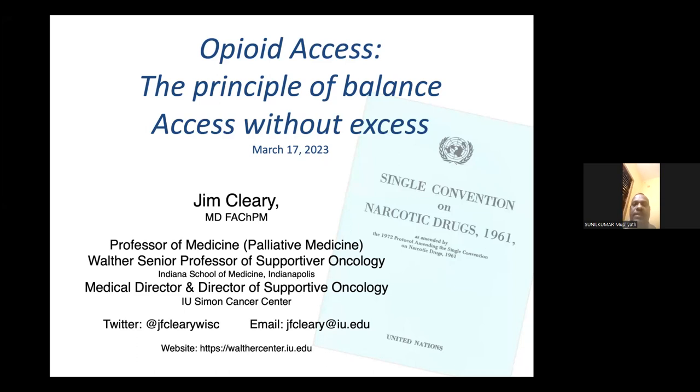And we have a very famous person with us, Dr. Jim Cleary. Presently he is the professor and Walther Senior Chair of Supportive Oncology at Indiana University School of Medicine. And he is the Medical Director and Director of Supportive Oncology at Indiana University Simon Comprehensive Cancer Center. He graduated in 1984, and followed that, he also trained in general medicine as well as in medical oncology. And immediately after that, he conducted research on opioid pharmacology at the Department of Pharmacology at the University of Adelaide.